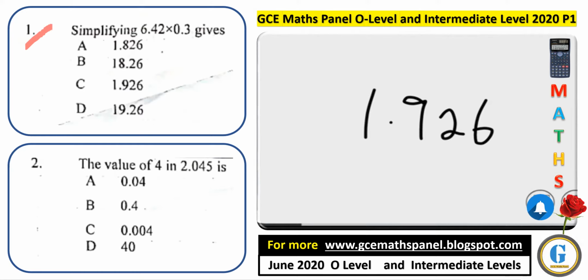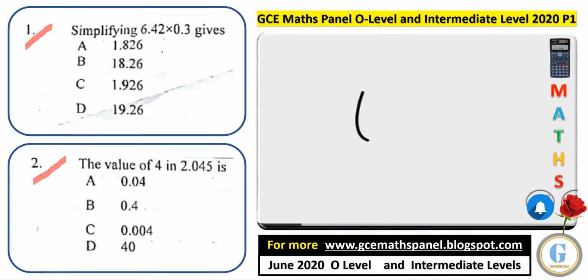Question number 2, the value of 4 in this number. The position of 4 is the second after the decimal marker or point. So the value of 4 is 0.04.